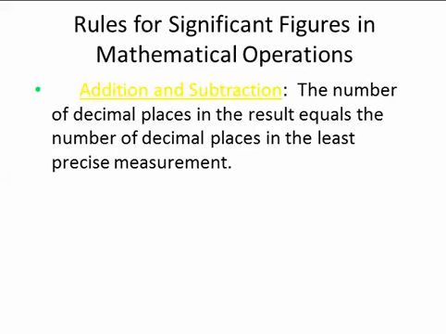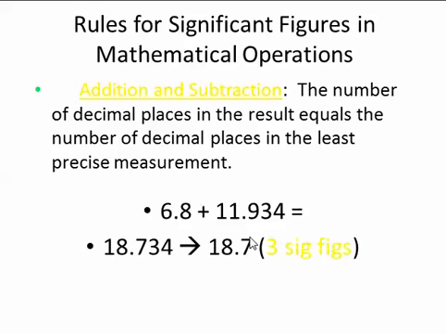All right, so for addition and subtraction, you don't have to count sig figs. It has to do with places to the right of the decimal point. So when you're adding or subtracting, your answer can only have as many places to the right as whatever you're adding or subtracting. So for example, 6.8 plus 11.934. This has one number to the right, this has 3, so your answer can only have one number to the right of the decimal point. So it's got to match this. So one number to the right, that's a 3, so 18.37.